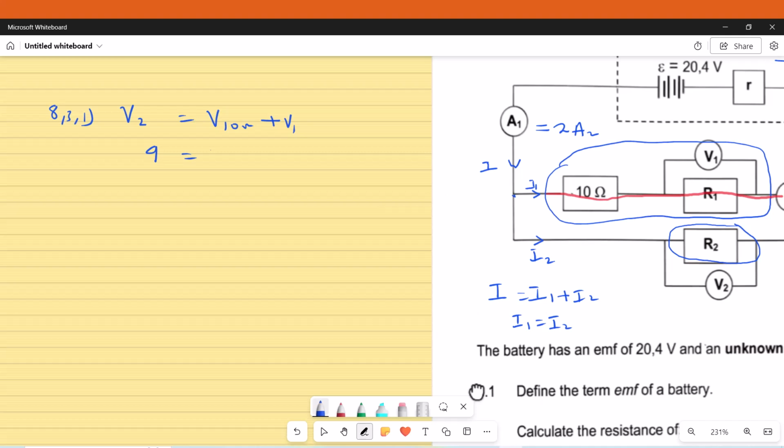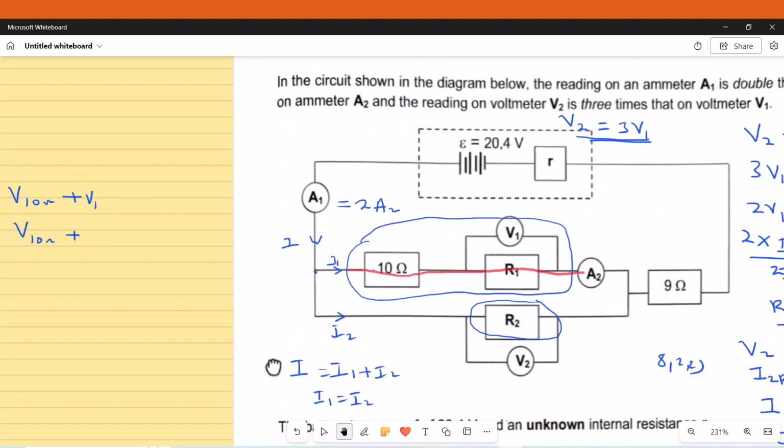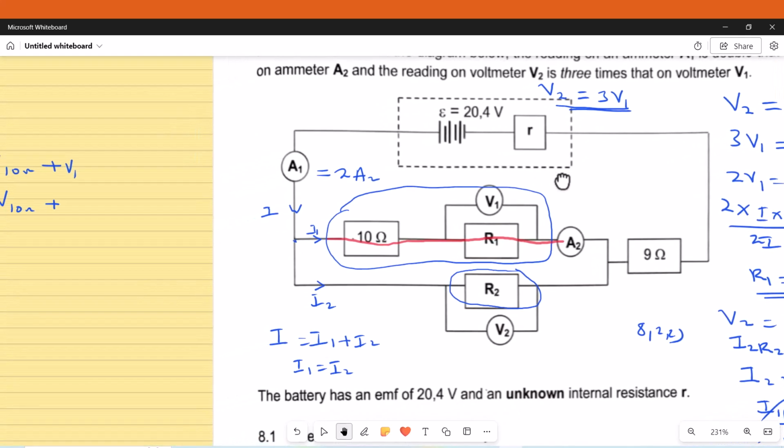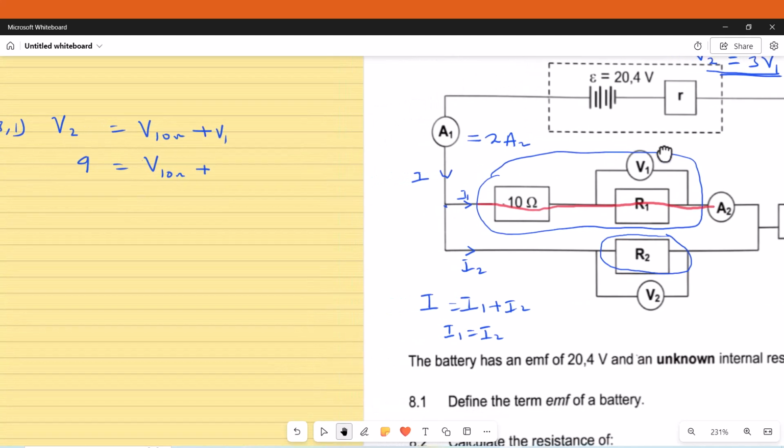I'm looking for this V10, so I can leave it like this, V10 ohms, plus V1, but I have a relation there. Let's check it again in our given information. Don't forget that V2 equals 3V1. So what about V1? V2 is 3V1.